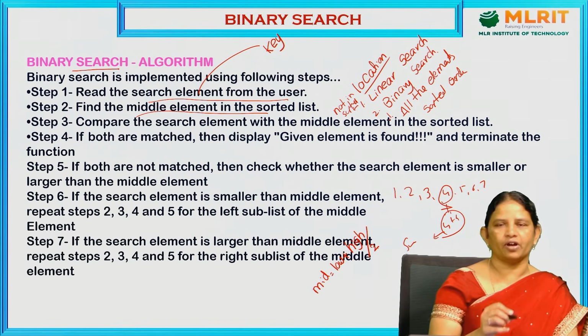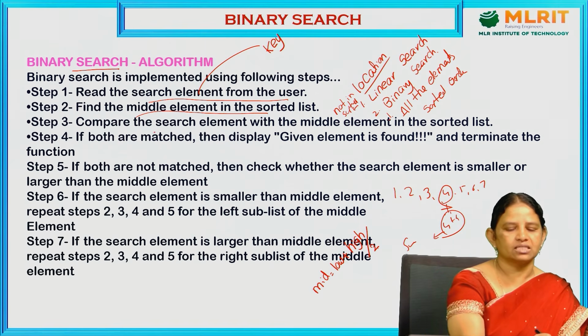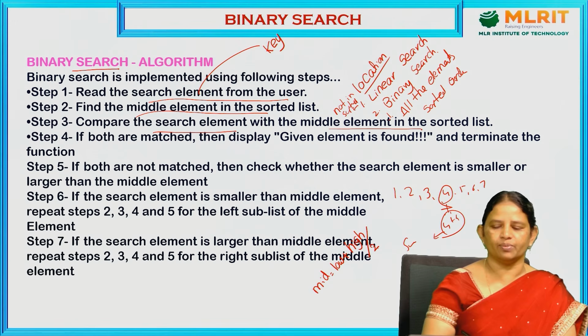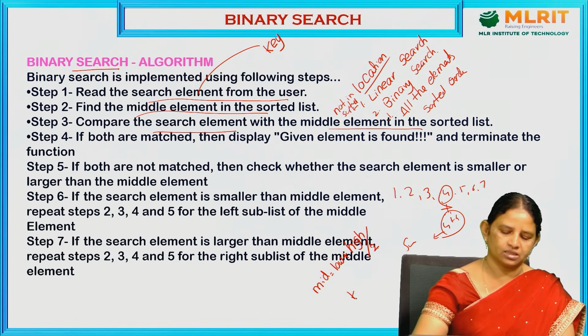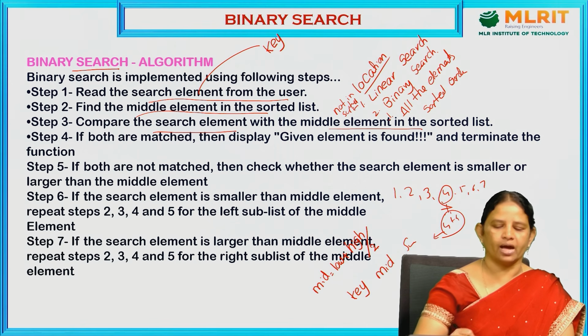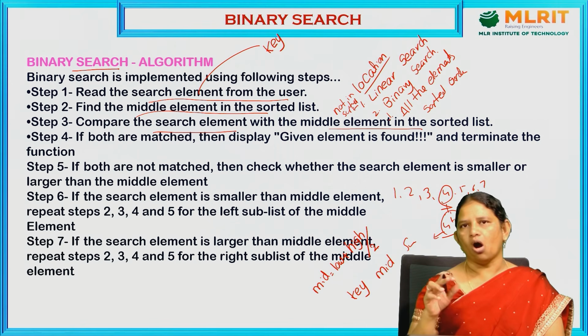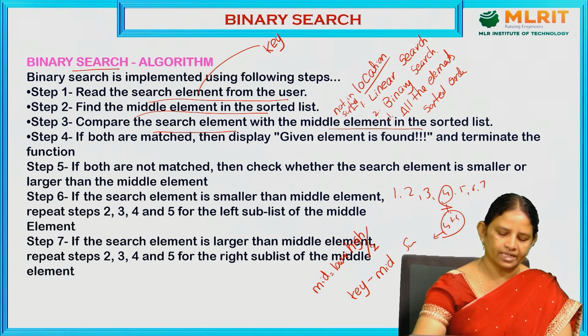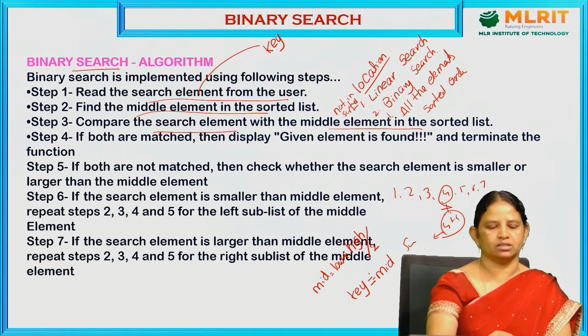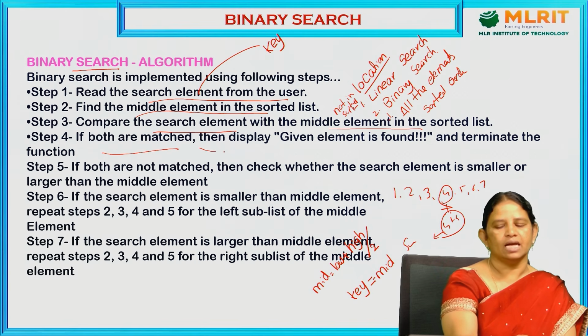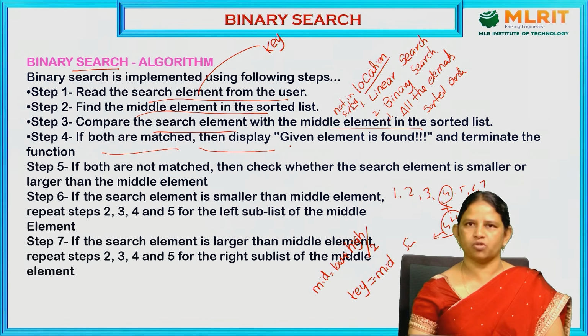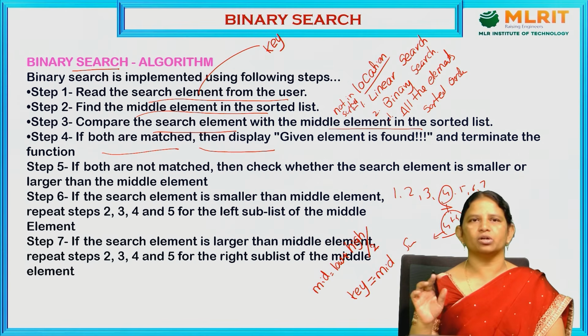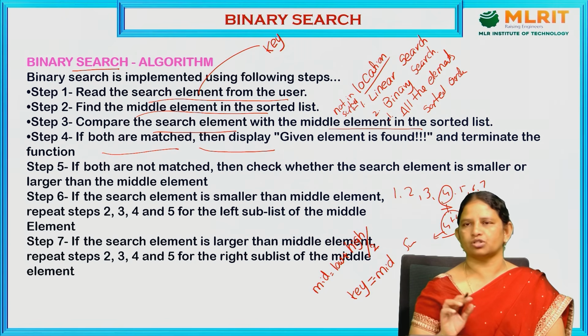After finding the middle element, compare the search element, that is the key, with the mid element. We need to check whether it is equal, greater than, or less than. If the key element is equal to the mid element, that is, both are matched, then display that the given element is found, and we need to stop the function.